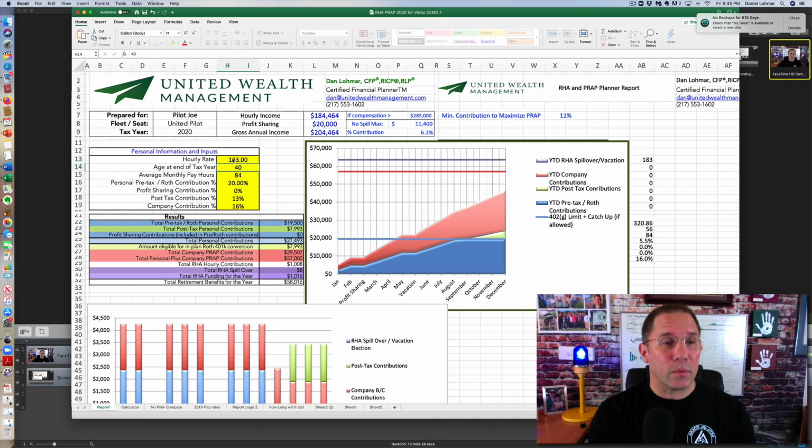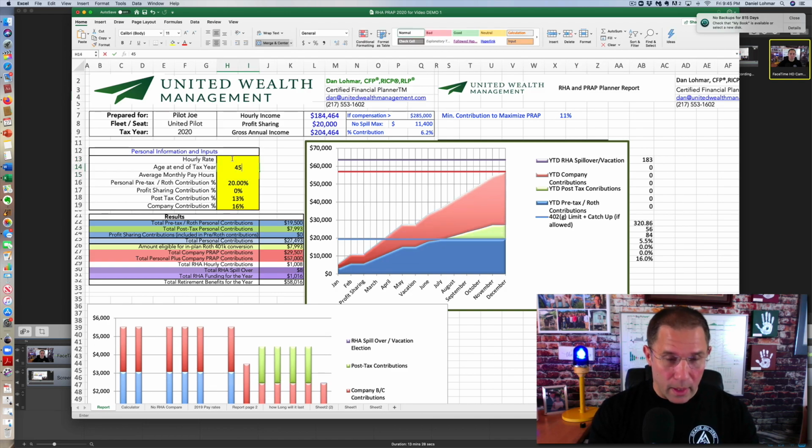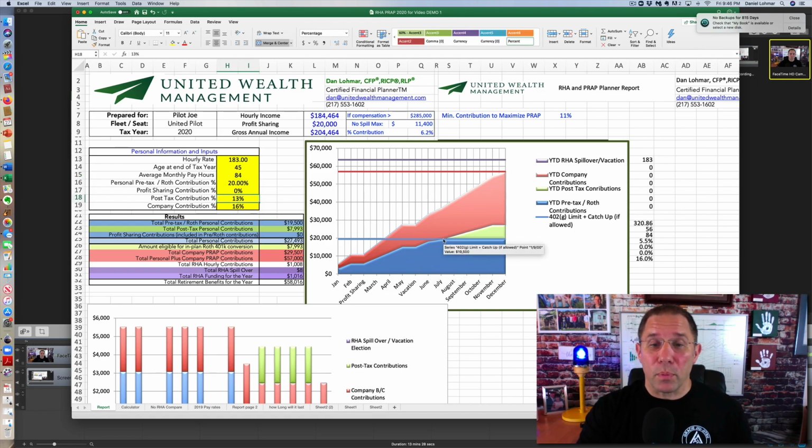Five years down the road, the same person is putting in the same amount. They're going to put 20% of their paycheck in pre-tax or Roth, and then 13% post-tax. As you look throughout the year, their pre-tax and Roth is filled up by July. Then they have room in the PRAP. You look up here, you've got room up here in the PRAP. It's not full yet.